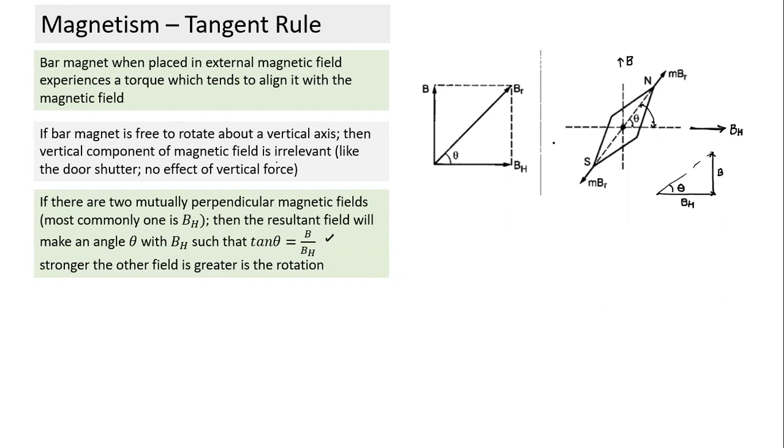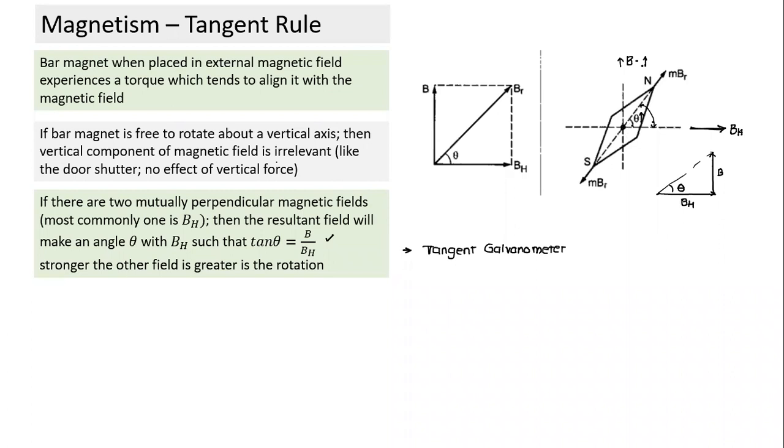What we understand from here is that as B keeps increasing, theta also keeps increasing. The larger the value of B, the greater the value of theta. There's one piece of equipment, I think you would have seen the name before, that works on the tangent rule, and it is called the tangent galvanometer. I will briefly discuss that topic, maybe not today. The tangent galvanometer works on this principle.